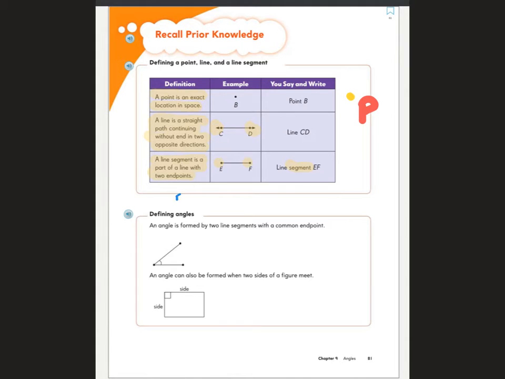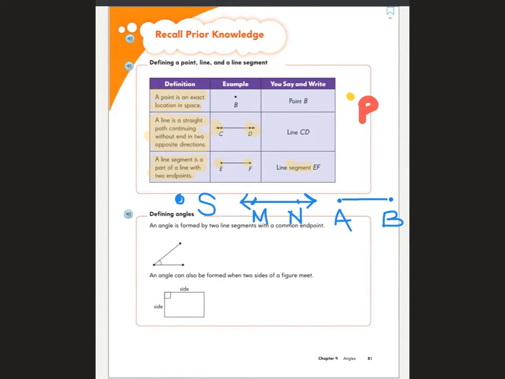Here is my point, and I'm going to label it point S this time. Here is my line, and I'm going to make sure I put those arrows on the end so I show that it goes on forever and ever. I'm going to name this line MN, and then my line segment. So that means that I need to have just endpoints on the end. No arrows, because a line segment does not continue on forever and ever. And I'm going to call that line segment AB.